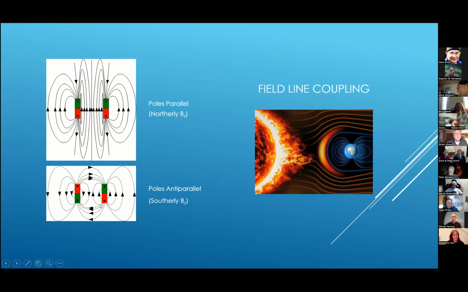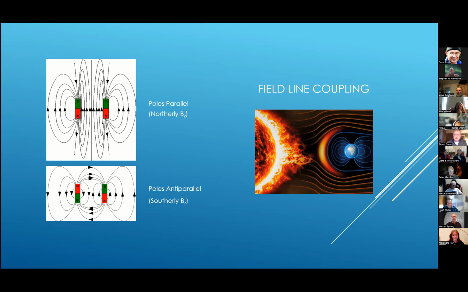And that's when you start to get very, very powerful magnetic storms. So this is in the second case, that's where the red line on the data would be below zero. So you get that southerly oriented magnetic field.